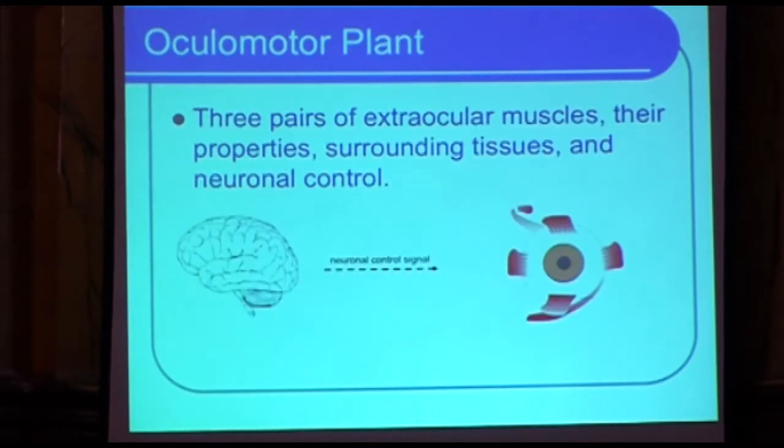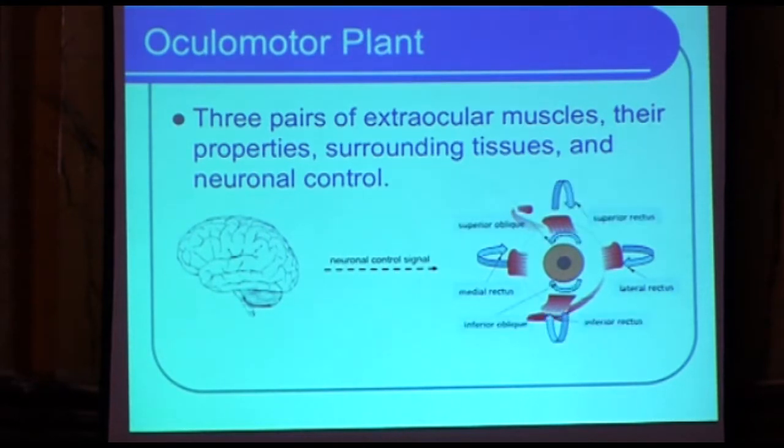So the question is, what makes eye movements possible? First of all, that's the brain that sends the neuronal control signal to what is called the oculomotor plant. And the oculomotor plant is the eye globe that is controlled by the eye muscles. There are specifically 3 pairs of muscles that are responsible for the horizontal, vertical, and torsional rotation of the eye globe.